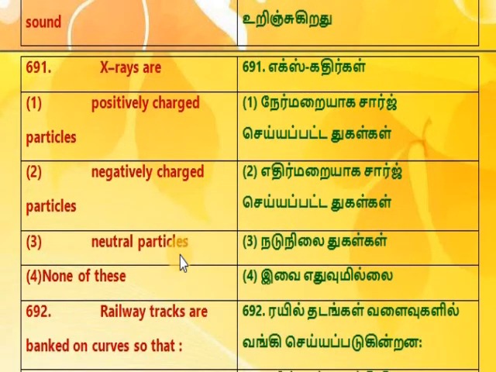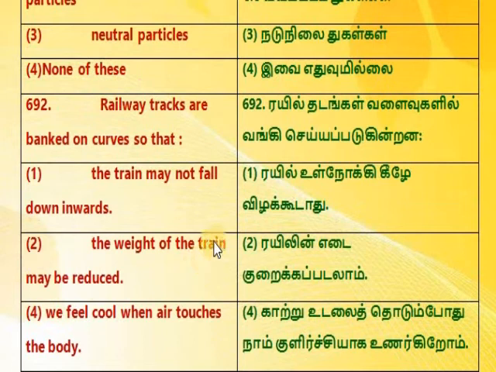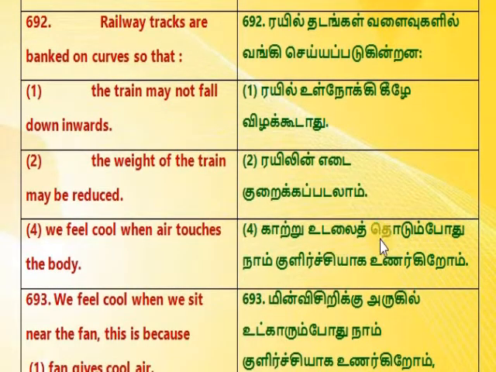691. X-rays are: 1. Positively charged particles, 2. Negatively charged particles, 3. Neutral particles, 4. None of these. 692. Railway tracks are banked on curves so that: 1. The train may not fall down inwards, 2. The weight of the train may be reduced.